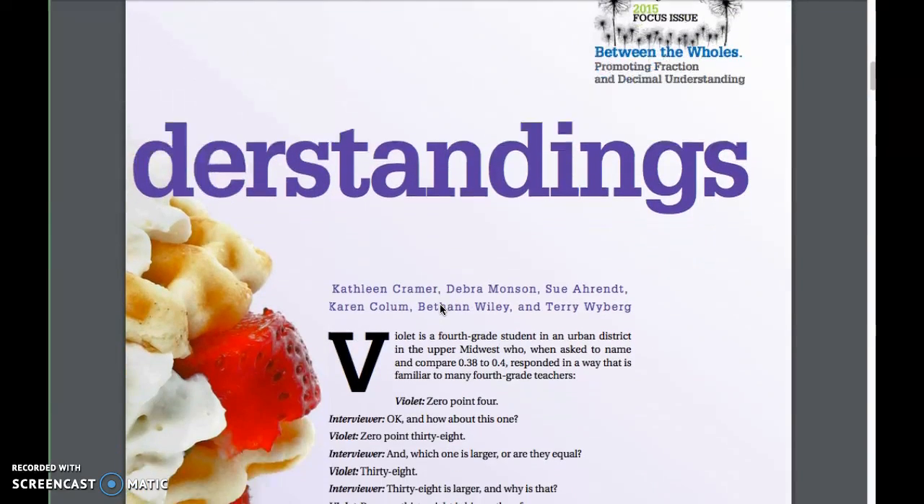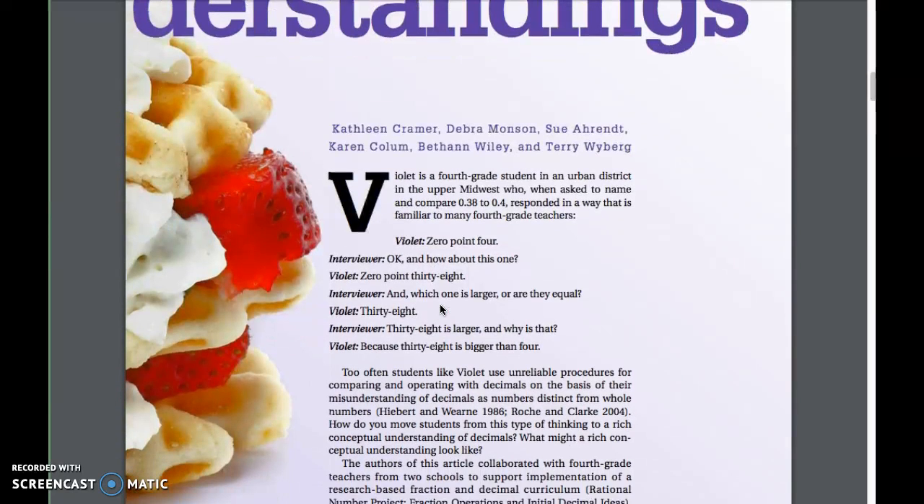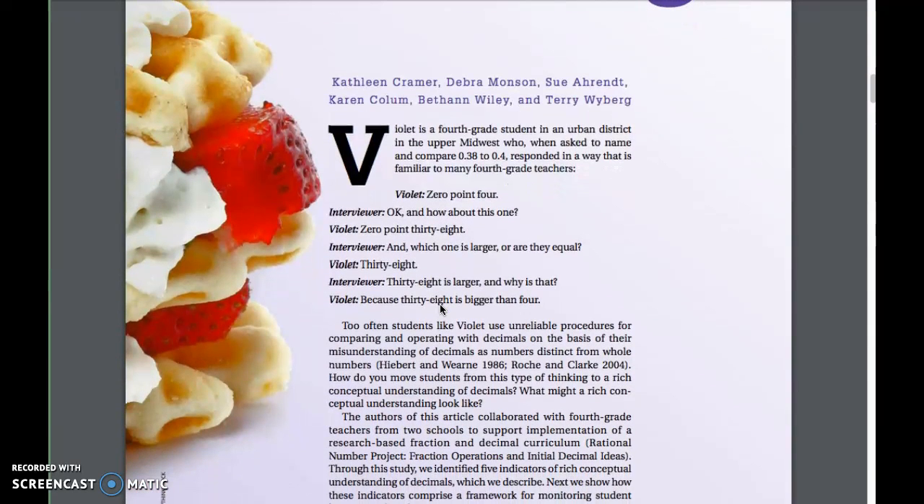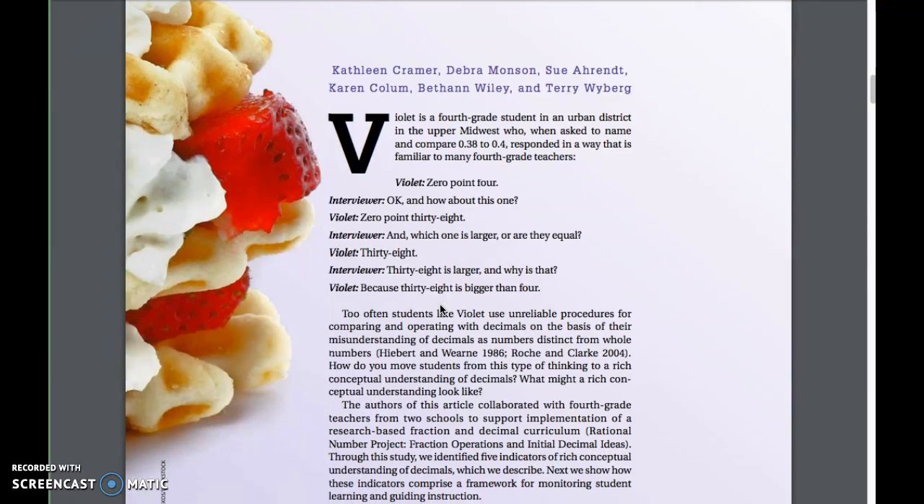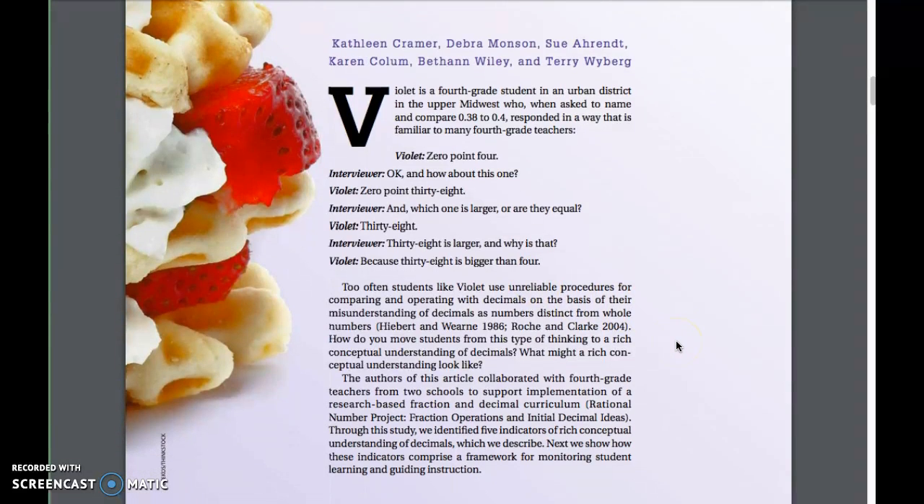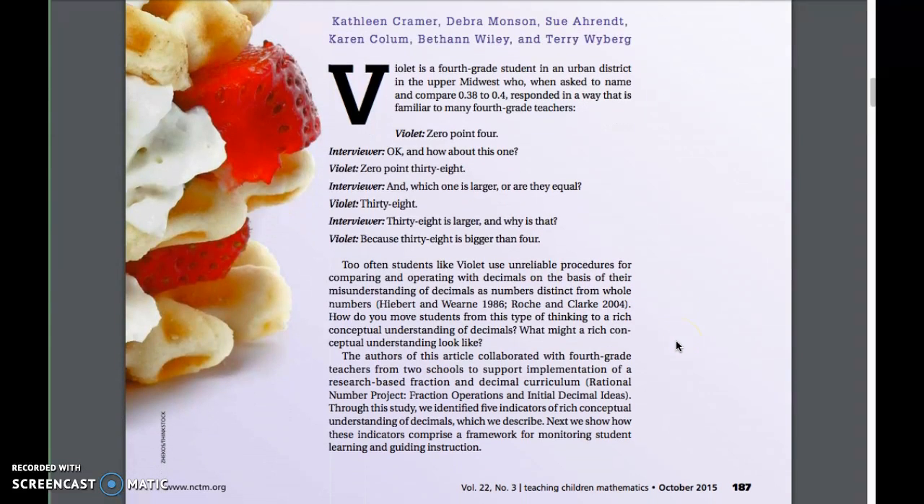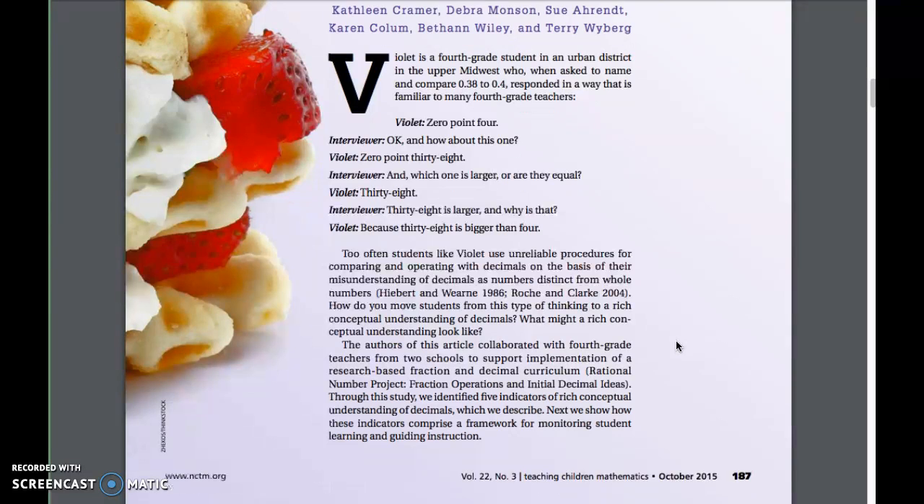So the article begins with such an accurate interview with a 4th grade student where she's reading a decimal as 0.4 and claiming that it is less than 38 hundredths because, in her words, 4 is smaller than 38. And this example really set the stage on how we as math teachers can target our instruction of decimals based on the verbal and physical indicators that children are showing us. It was so accurate and resonated with me right away as something that I've heard in my experience as a 4th and 5th grade teacher.